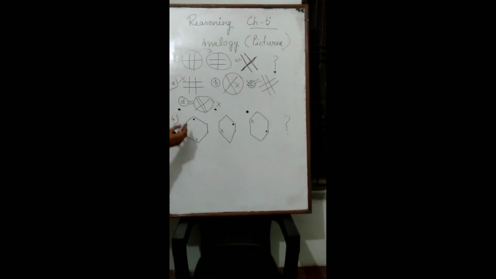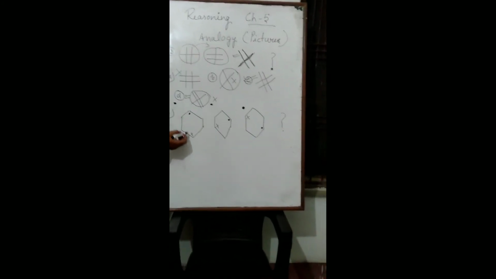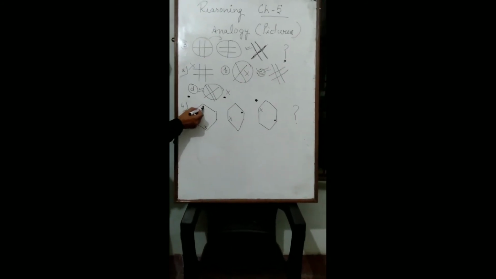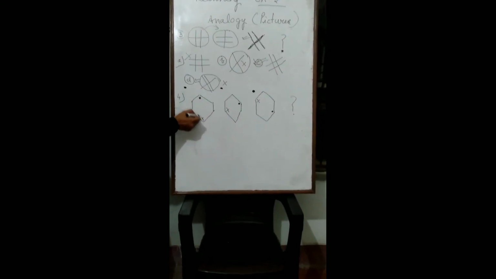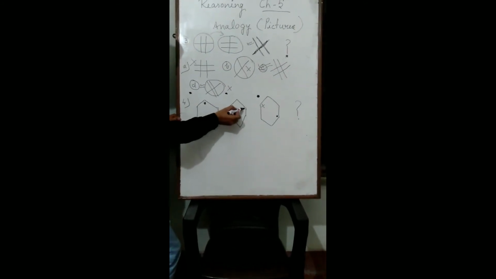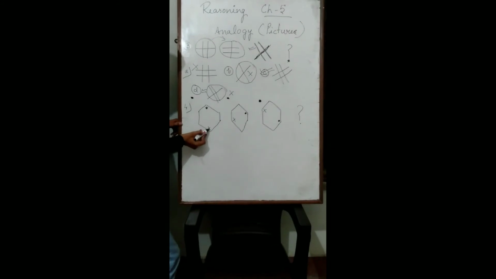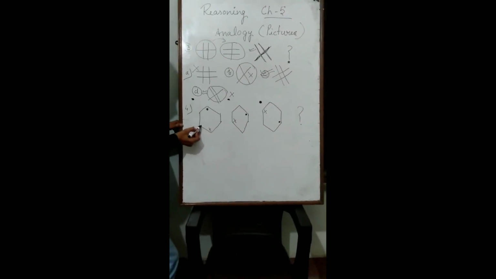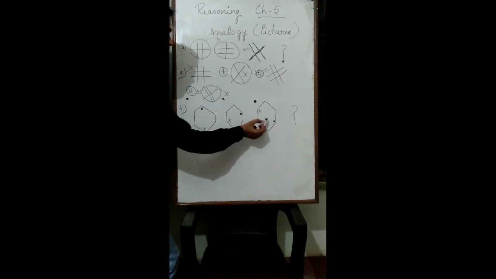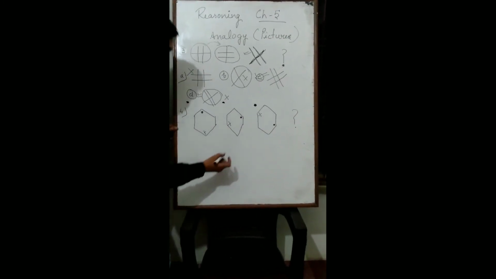Now let's see the fourth question. In this question you can see pick the dot and cross. You can see this will transfer in the clockwise position. From here you can see this will transfer here, and similarly dot with cross will transfer here. Similarly in this figure you can see the dot is here and the cross will be transferred here.